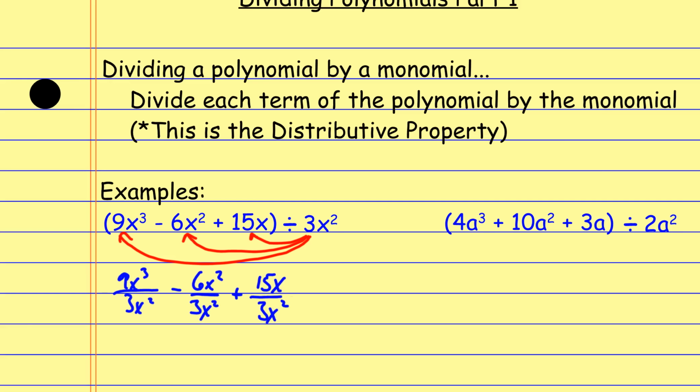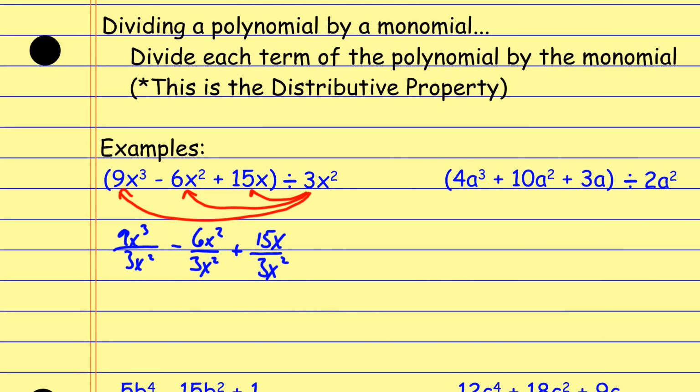And so I just divide each piece, and as I divide the numbers, I deal with my rules of exponents. So this first one's going to give me a 3x, the next one is going to give me a minus 2, and then this last one is going to give me a 5x to the negative first, which is 5 over x. And that's it.